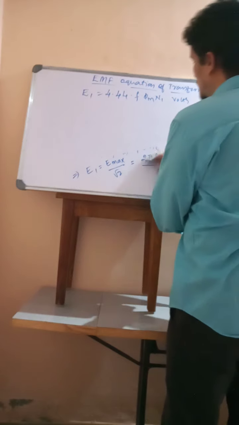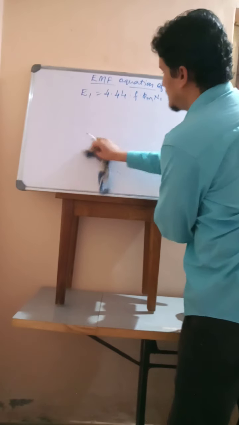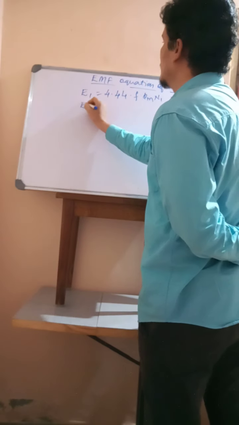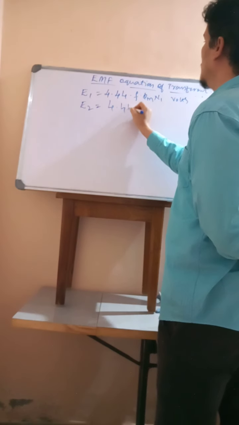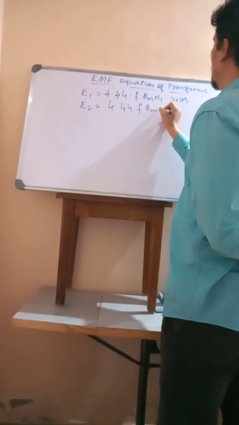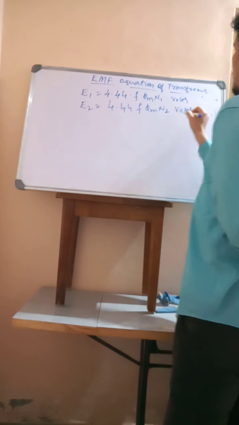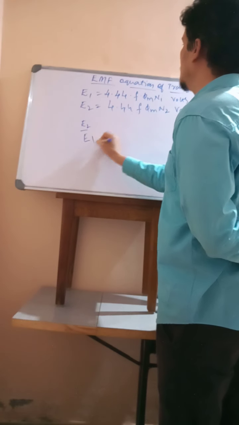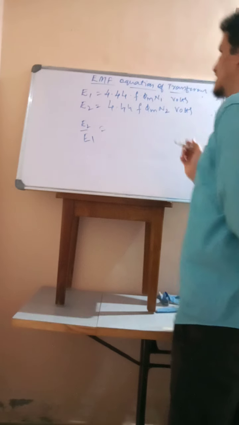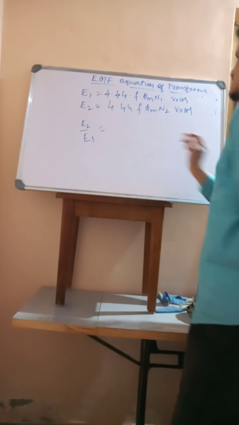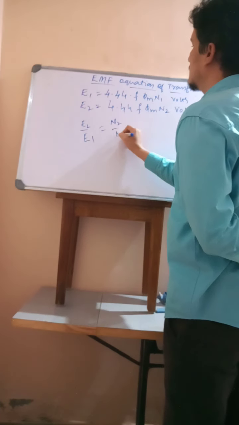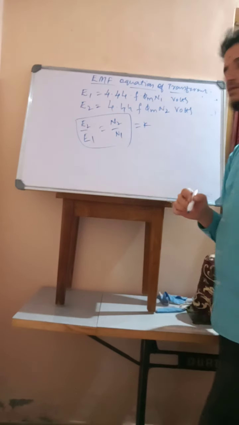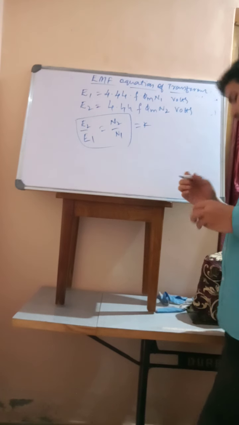Similarly, for the secondary induced voltage, I can write like this: E2 is equal to 4.44 into f into phi m into N2 volts. Now you divide these two, E2 by E1. 4.44 cancels, f cancels, phi m cancels, only N2 by N1 remains. So this is the transformation ratio, equal to K. This is the EMF equation of the transformer.